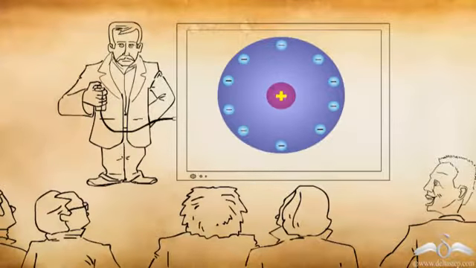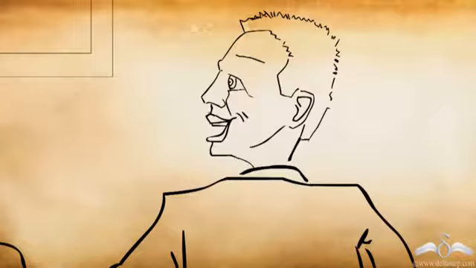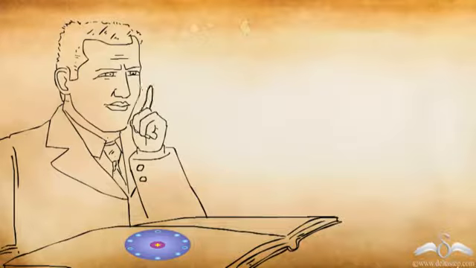One of his students was Niels Bohr. He was extremely interested to study the structure of atom. But later on, when he saw the Rutherford's model, he was not convinced.